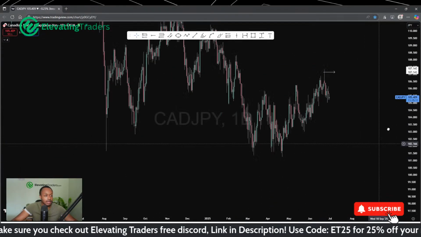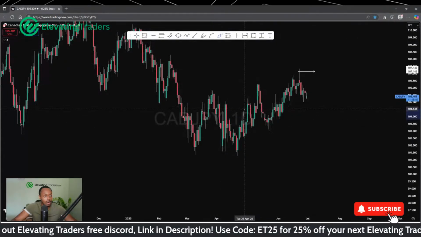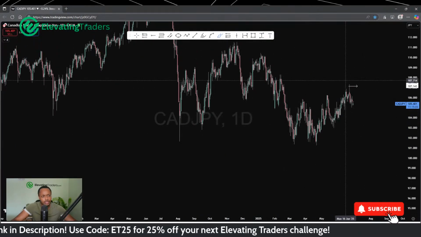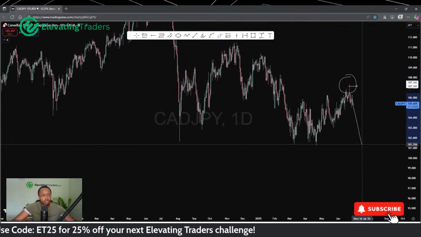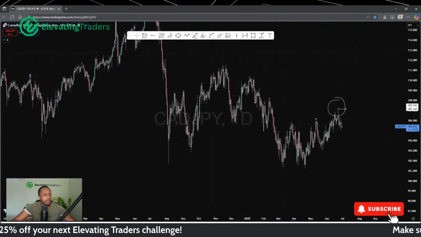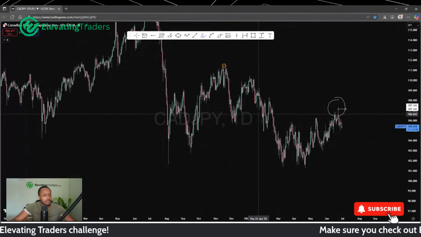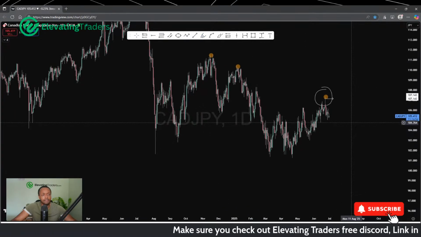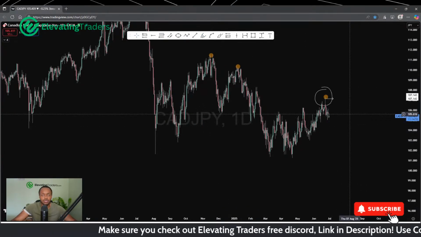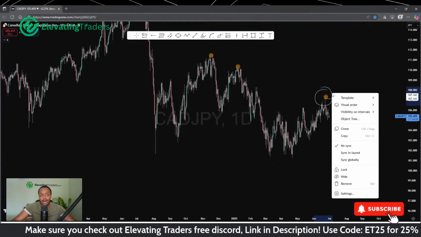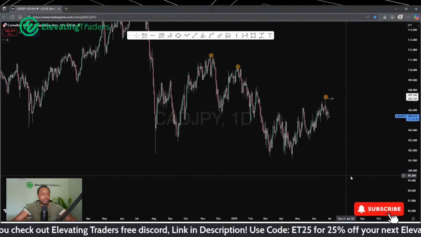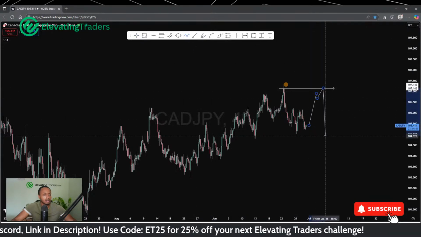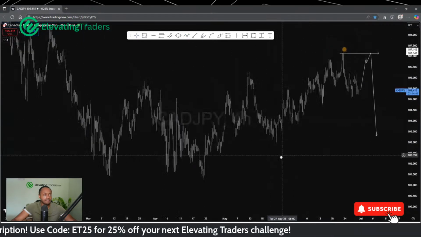The way I'm looking at CAD yen right now is that we've got a very corrective bullish move here, which to me just looks like price is putting another lower high for perhaps another sell. I'm looking at these swing highs, 1, 2, and I'm anticipating a third one. So if I can get another drive back into resistance, that would at least let me find a healthy entry and a good stop loss, and I'll be looking at something like that.